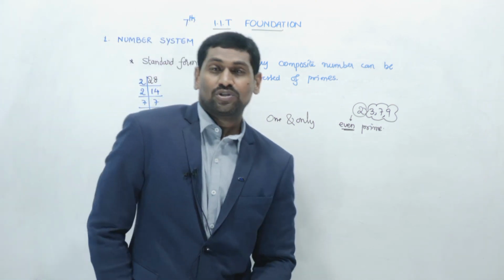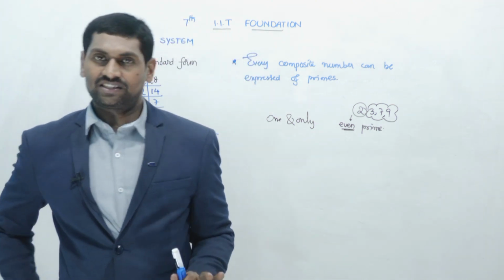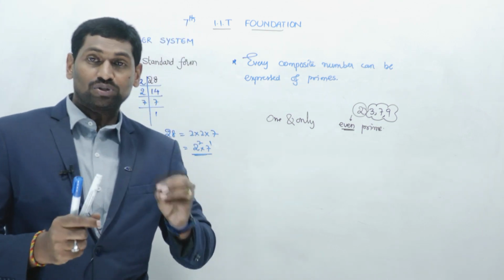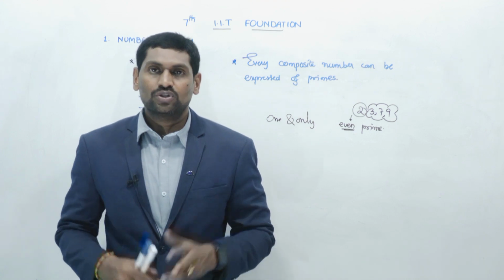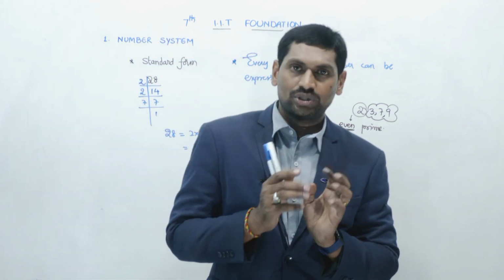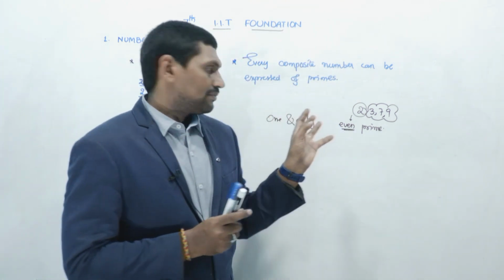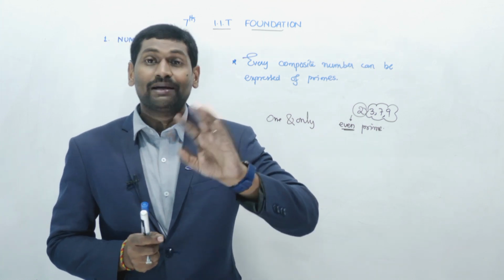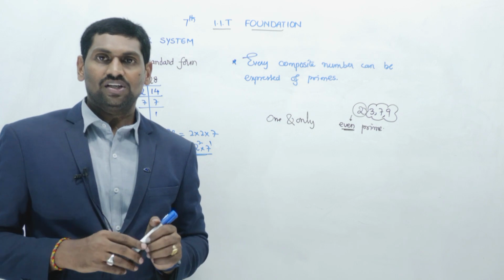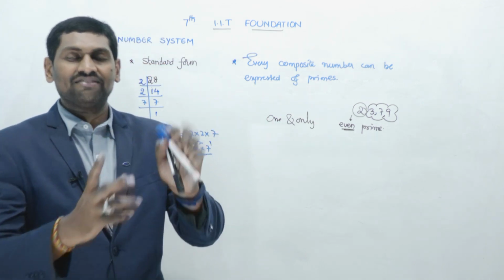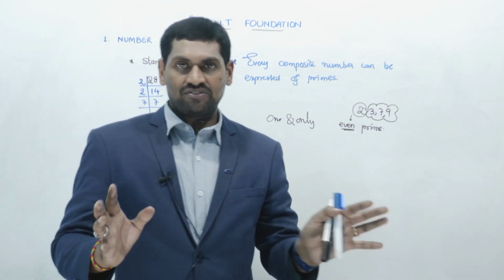Now let us discuss the number of divisors. Today we are going to discuss the topic of number of divisors. Very, very important. There are two different methods we use to find the number of divisors or number of factors of a composite number. Let us see both of the methods, then we'll choose which one is easy for us.